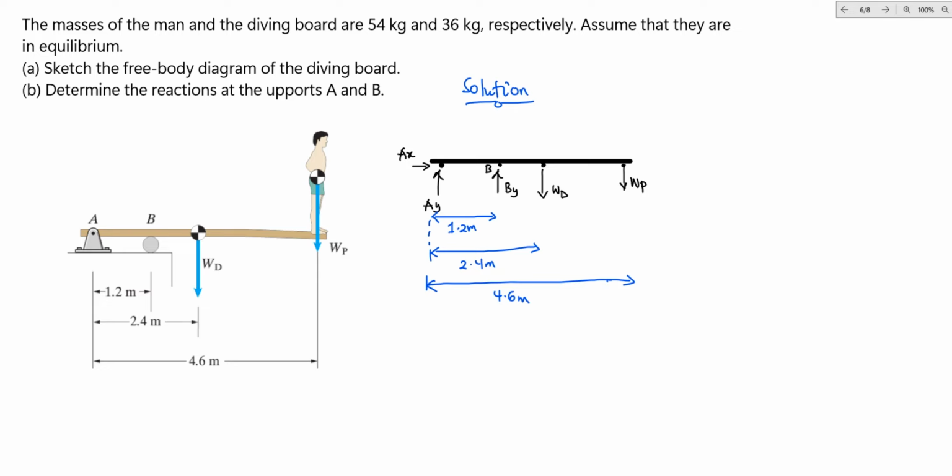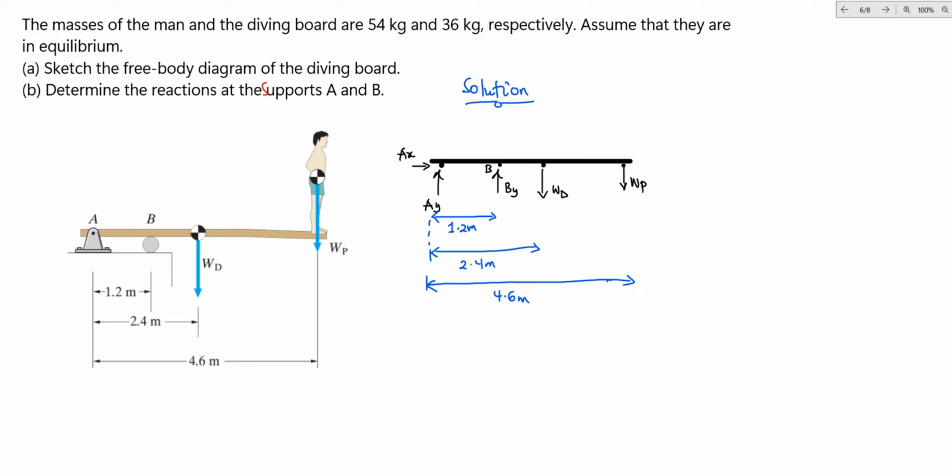In this video, you are going to solve this question I have on the screen. The question says the masses of the man and the diving board are 54 kilograms and 36 kilograms respectively. Assume that they are in equilibrium. A, sketch the free body diagram of the diving board, and then B, determine the reactions at the supports A and B.